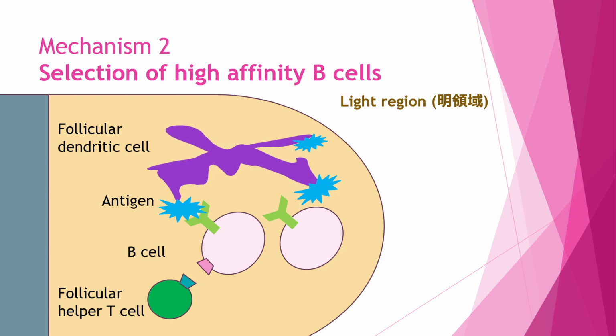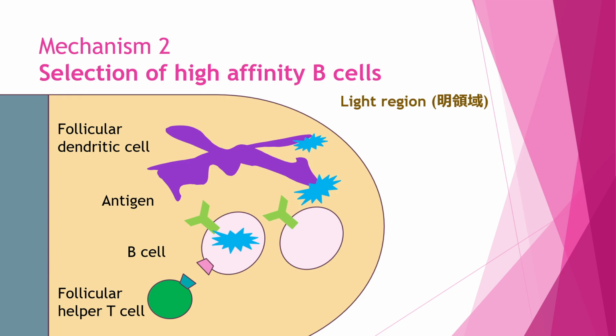Follicular dendritic cells and follicular helper T cells play an important role here. Follicular dendritic cells retain antigens on the cell surface for a long time and efficiently present antigens to B cells. Antibodies act as receptors on the surface of B cells and receive the presented antigen into the B cells. At this time, the higher the antigen affinity of the antibody, the easier it is to receive the antigen.